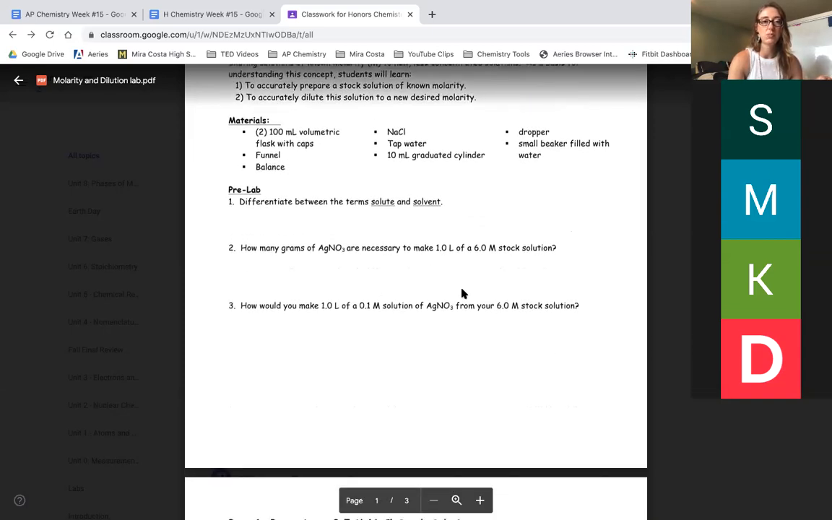Okay, so let's just go through these pre-labs. First one says differentiate between the terms solute and solvent. Okay, hopefully you guys can do this by now, but solute is the substance being dissolved. And then solvent is the substance that's doing the dissolving.